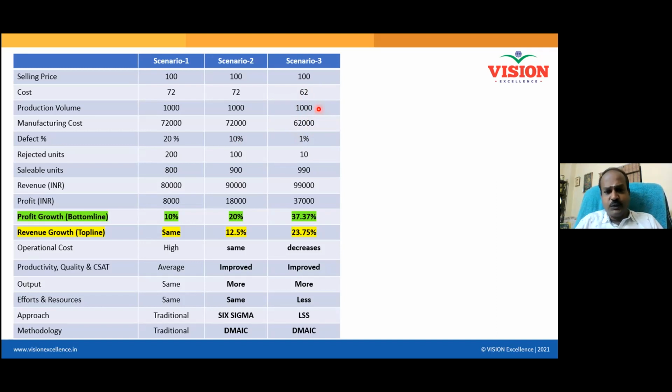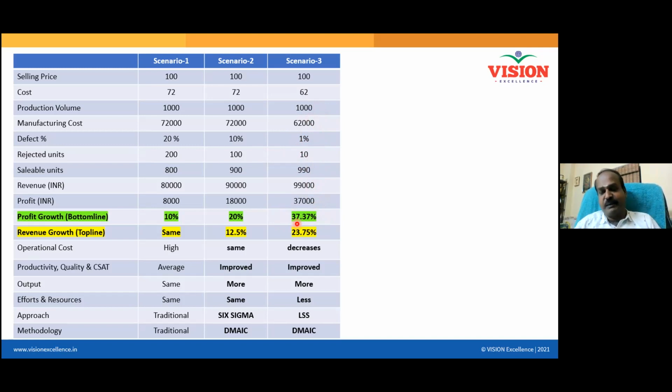So as a result, what happened? The number of rejected units is now reduced to just 1%, meaning just 10 units are rejected. That means the saleable units are 990. As a result, the revenue is 99,000 and the profit is 99,000 minus 62,000. How much is the profit? 37,000. Look at your profit margin, 37.37%.